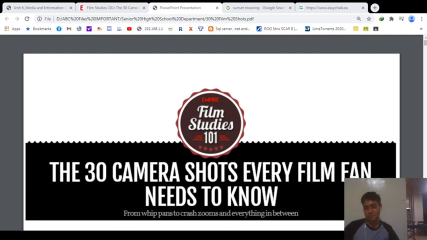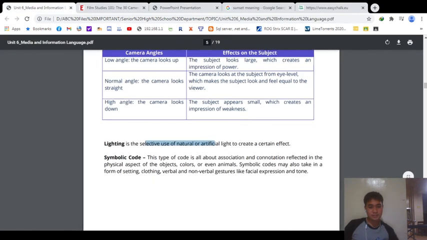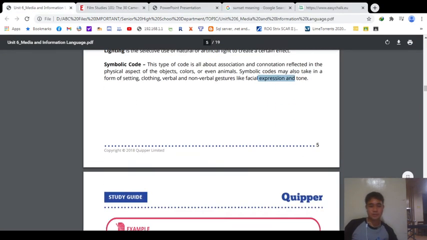Okay, thanks. In layman's terms, these are the so-called religious figures. You have to portray that. Okay? So that is used as symbolic codes.